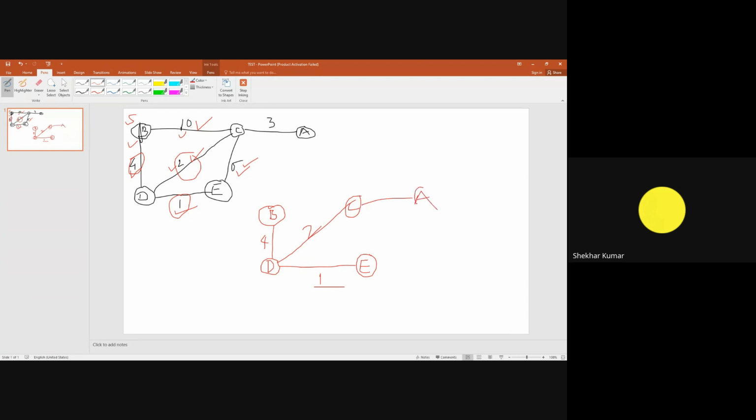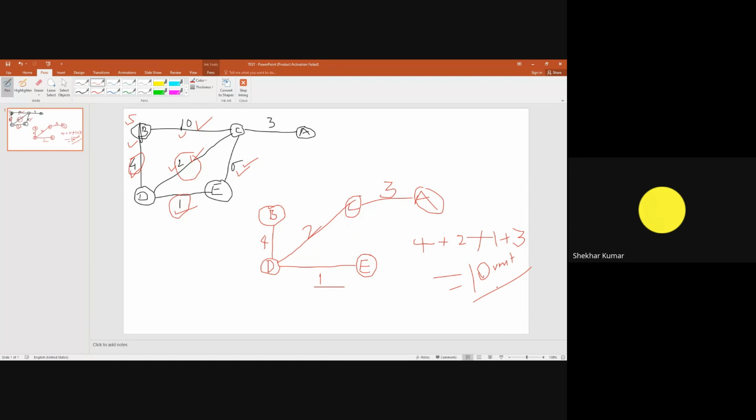C to A, and the cost of this edge is 3. Okay, so what will be the total cost? The total cost will be 4 plus 2 plus 1 plus 3. So the total cost of this Prim's algorithm to cover all the vertices is 10 units.